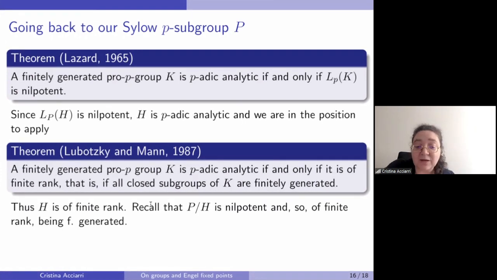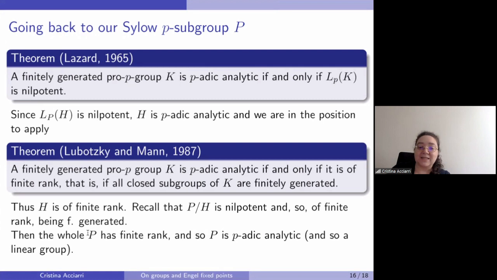Now remember how H was constructed inside P: P over H is nilpotent, and so in particular is of finite rank, since it is finitely generated, by the condition that we put at the beginning of the proof. So we have H of finite rank and P over H of finite rank, so we get that the whole P has finite rank. Applying again the Lubotzky-Mann result, we get that P is p-adic analytic. And so this is another characterization of finitely generated p-adic analytic groups.